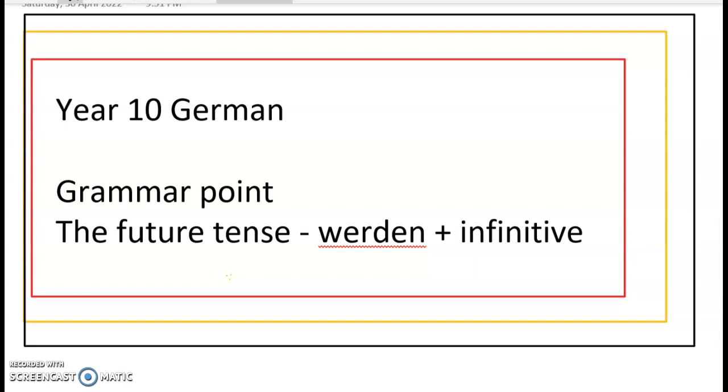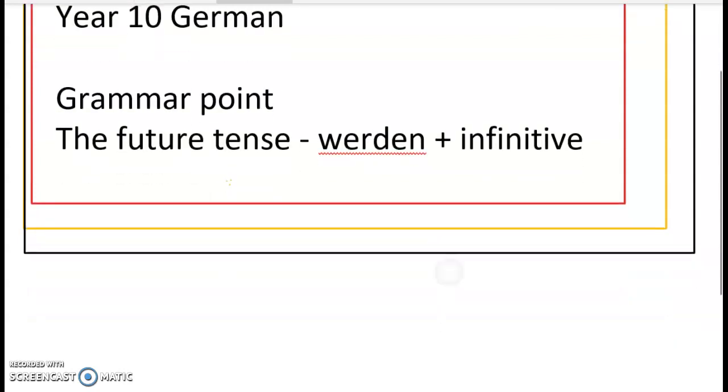Tag, Jungs. In this video, I'm going to go through how we form the future tense in German. And it's going to start off pretty easy, and then by the end, you'll be translating some future tense sentences from English into German. And that's going to use quite a lot of other bits and pieces of grammar that we've done. So it is going to be quite a long video. Just make sure that you're writing this stuff down into your book as you go.